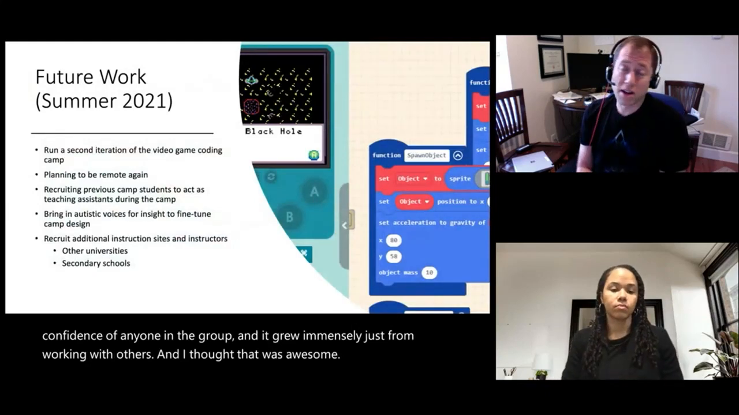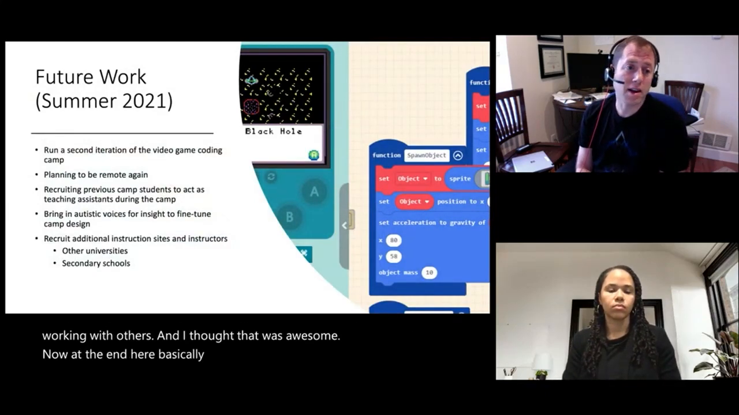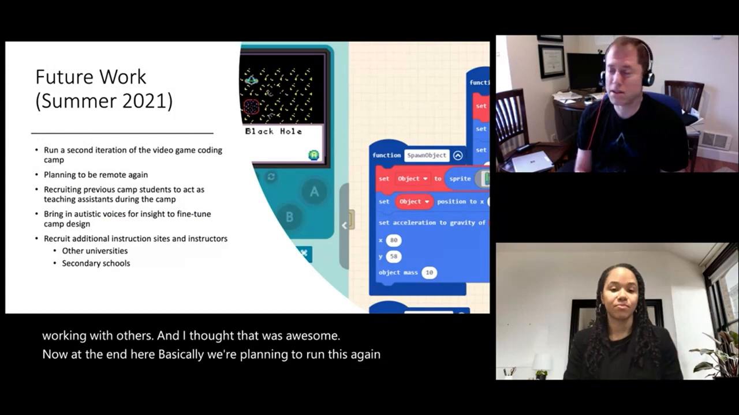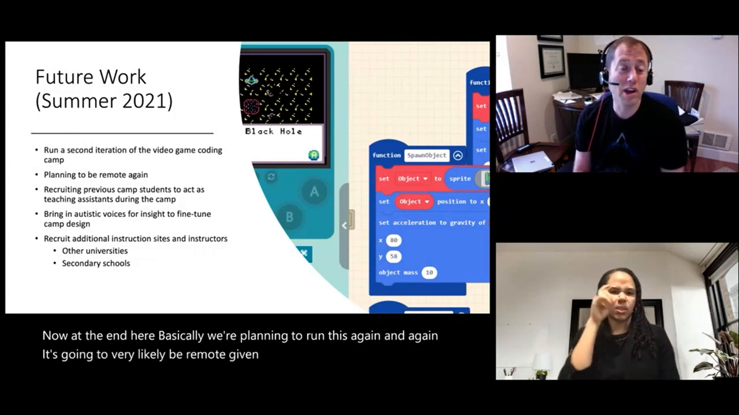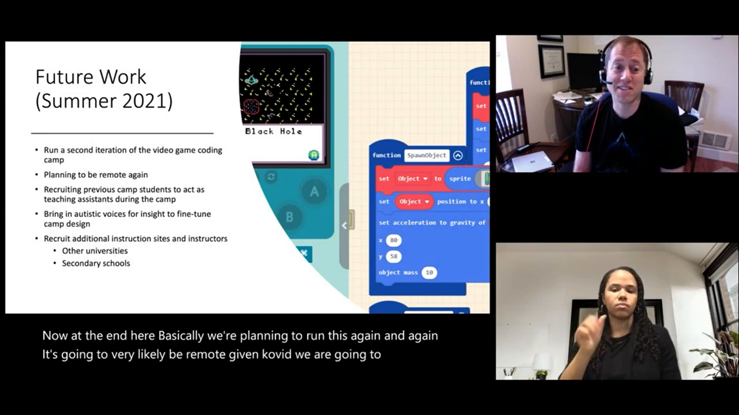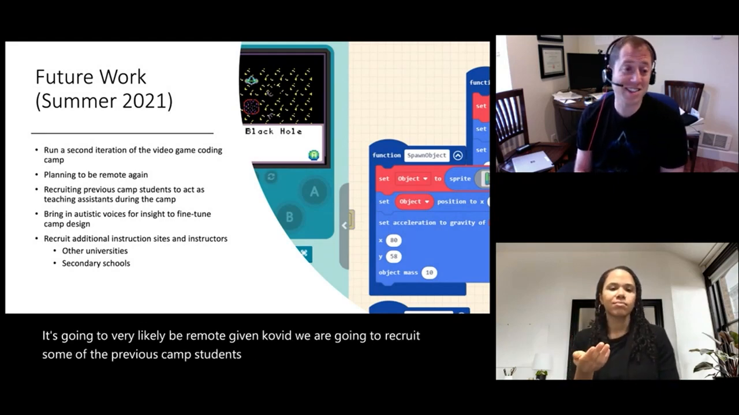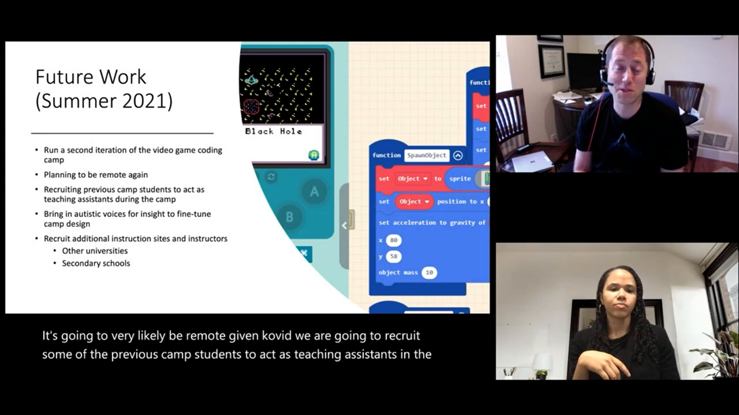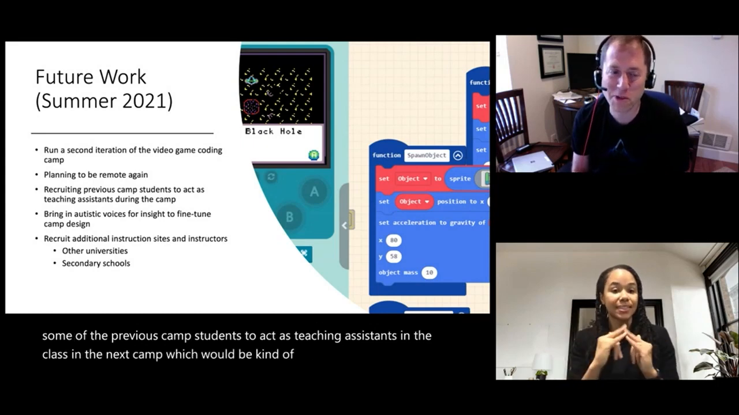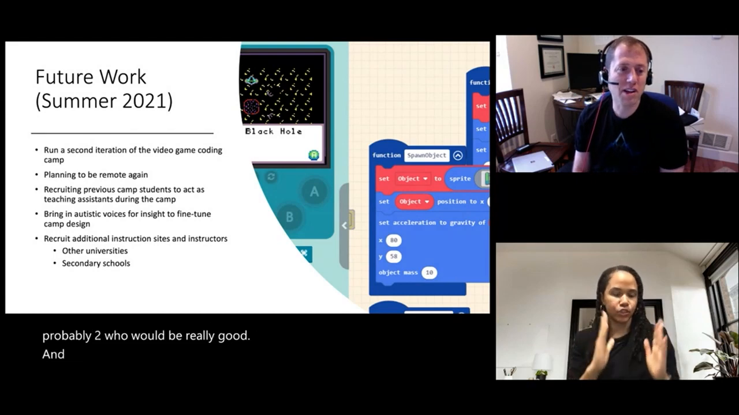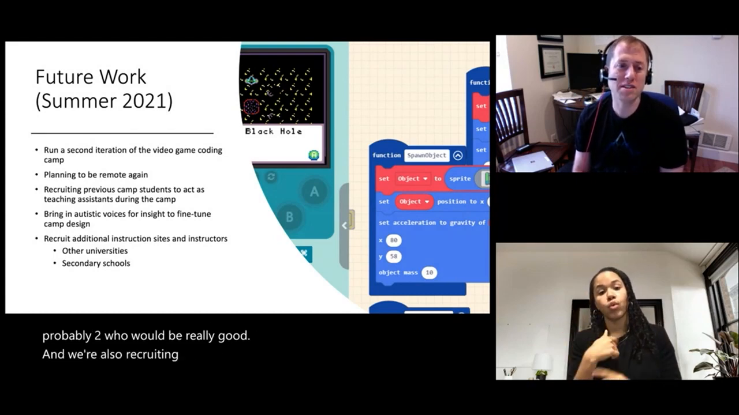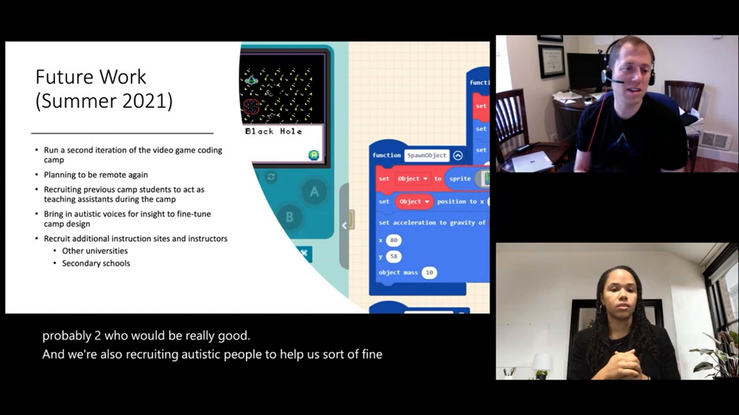Now, at the end here, basically, we're planning to run this again. And again, it's going to very likely be remote given COVID. We are going to recruit some of the previous camp students to act as teaching assistants in the class in the next camp, which will be kind of fun. We think there's probably 2 who would be really good. And we're also recruiting autistic people to help us fine tune the camp design.